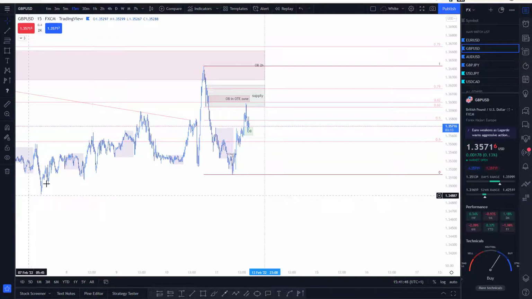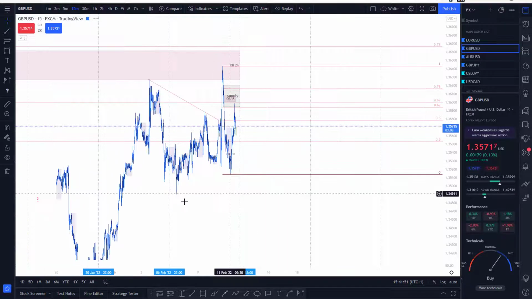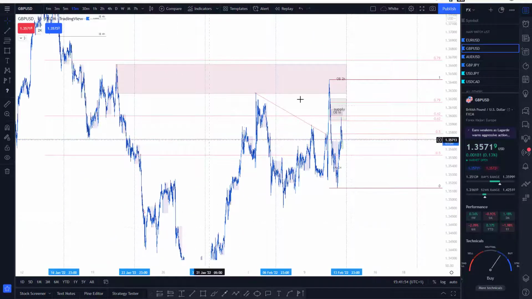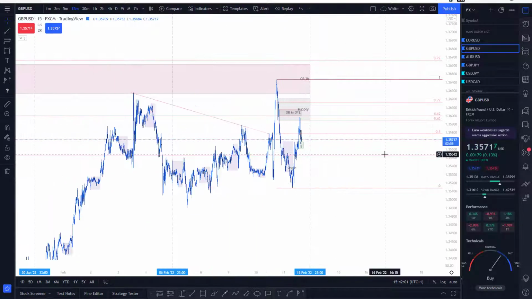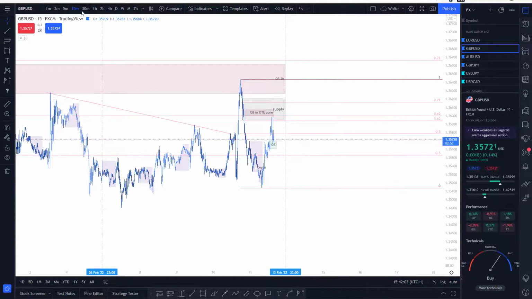Most liquidity is on the downside. Some liquidity, nope. This is a nice step into the order block. So I believe the bearish price action will be respected.